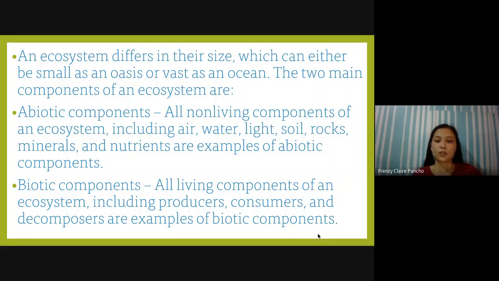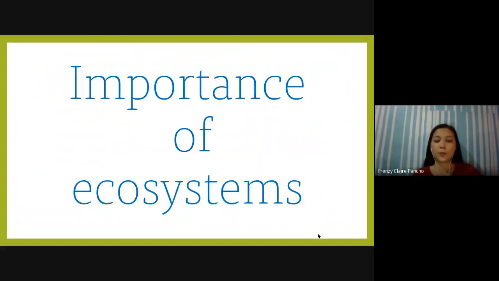Abiotic components are all the non-living components of an ecosystem. Air, water, light, soil, rocks, minerals, and nutrients are examples of abiotic components. While biotic components are the living components of an ecosystem, including producers, consumers, and decomposers. Importance of ecosystem.